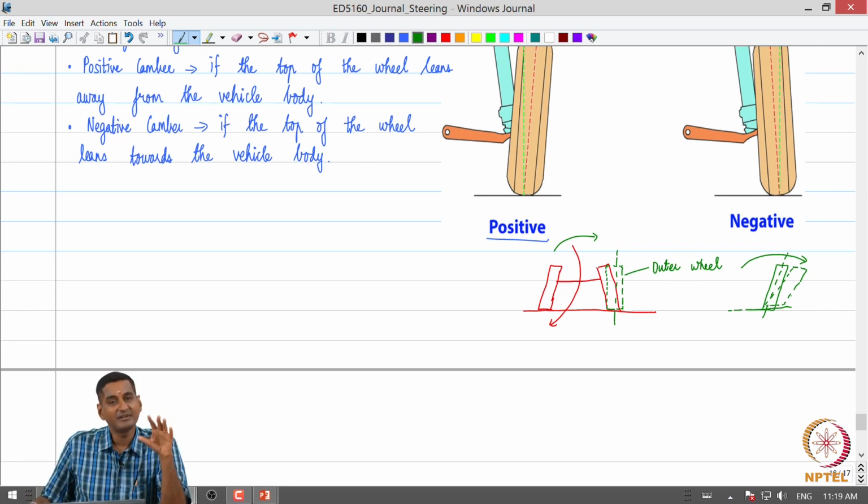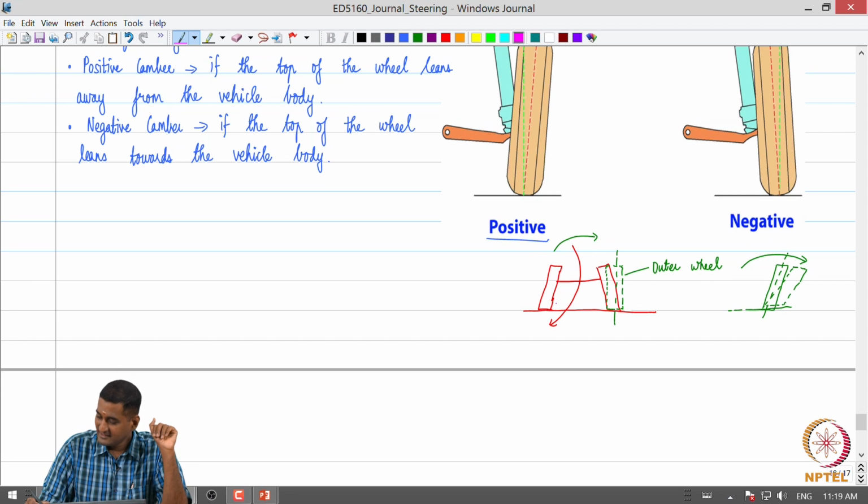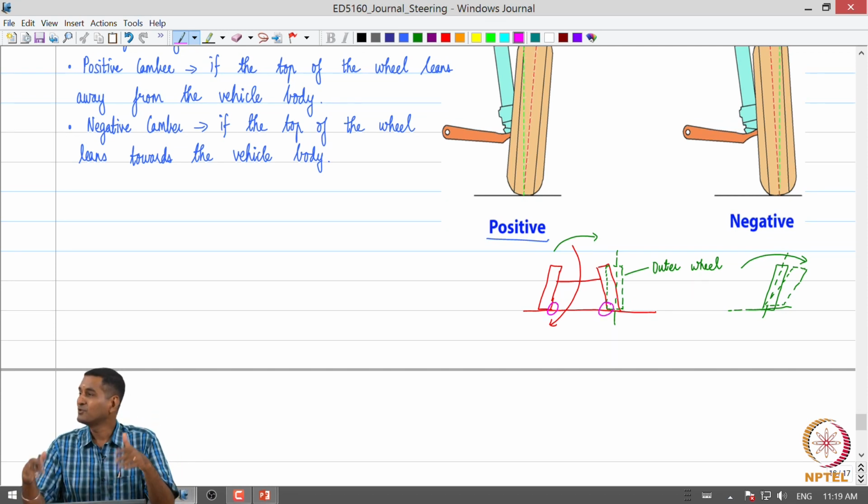What is the price or trade-off? We can immediately see that if we introduce a camber, a negative camber for example, then as the vehicle is going straight, the inner surfaces of these tires are going to wear out more than the outer surfaces.